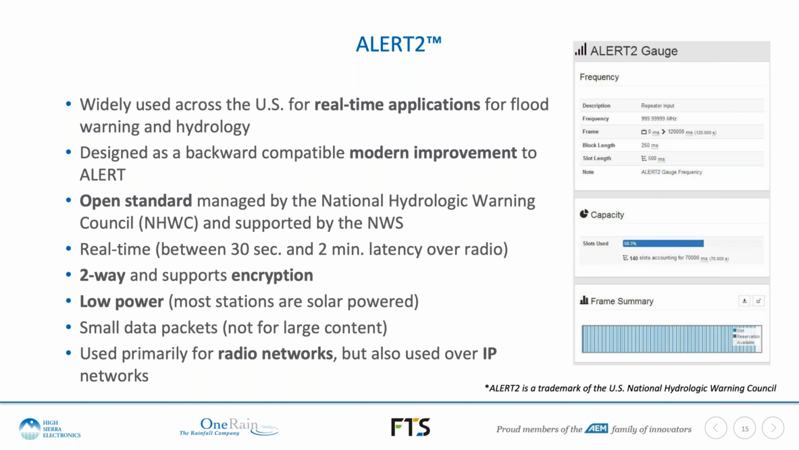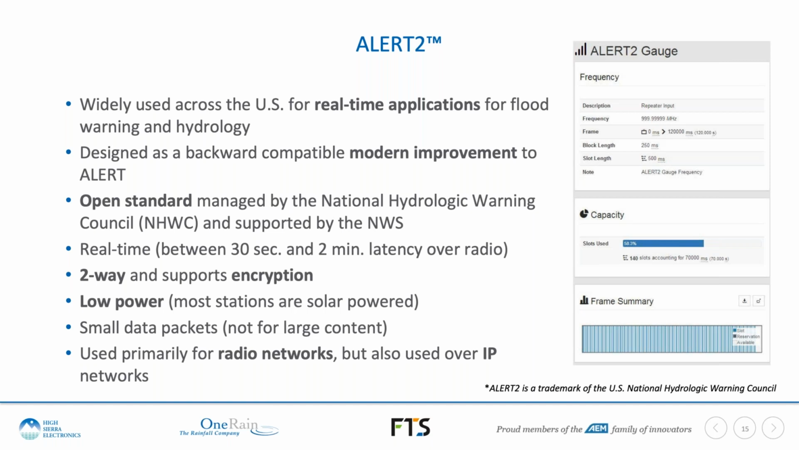It's an open standard. It's being managed by the National Hydrologic Warning Council, and it's been supported by the National Weather Service. Almost every agency in the U.S. that has an Alert 2 network forwards all their data to the Weather Service to be part of their forecasting and warning process that they do, in addition to the local agency using it for their own purposes.